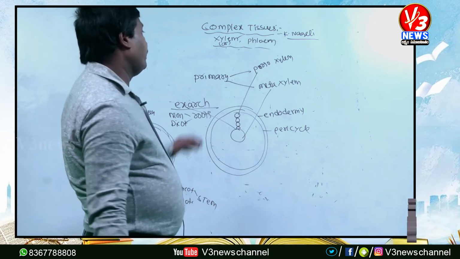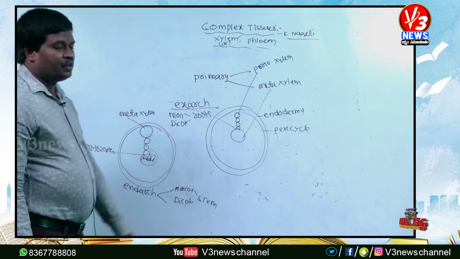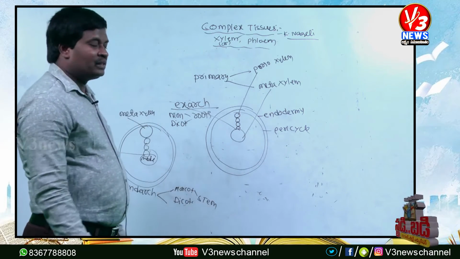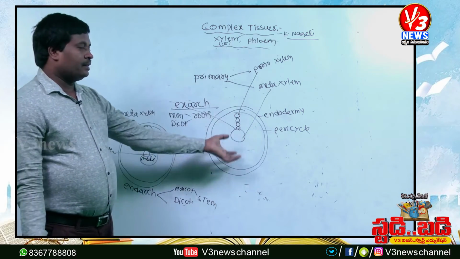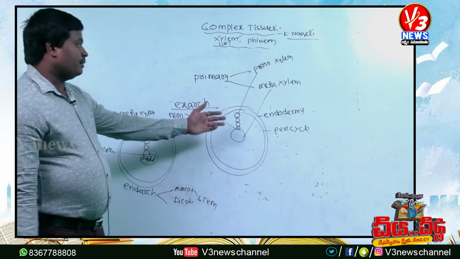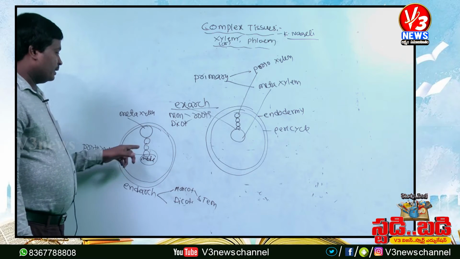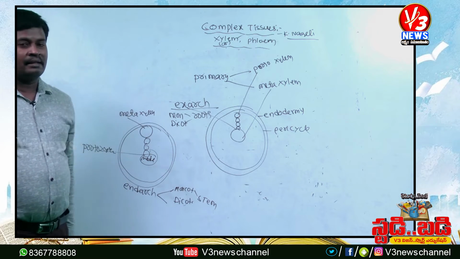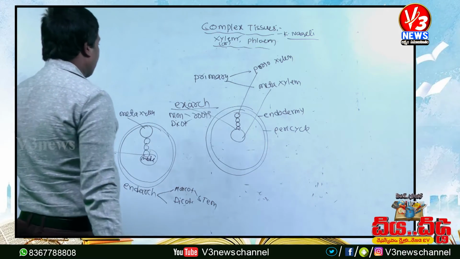So, exarch condition is present in monocot root and dicot root. Endarch condition is present in dicot stem and monocot stem. If you understand one, you can automatically understand the other, because endarch is opposite to exarch. This one is centripetal and this one is centrifugal. What is meant by centrifugal? Center to peripheral is centrifugal, nothing but the endarch condition. This is about the xylem.